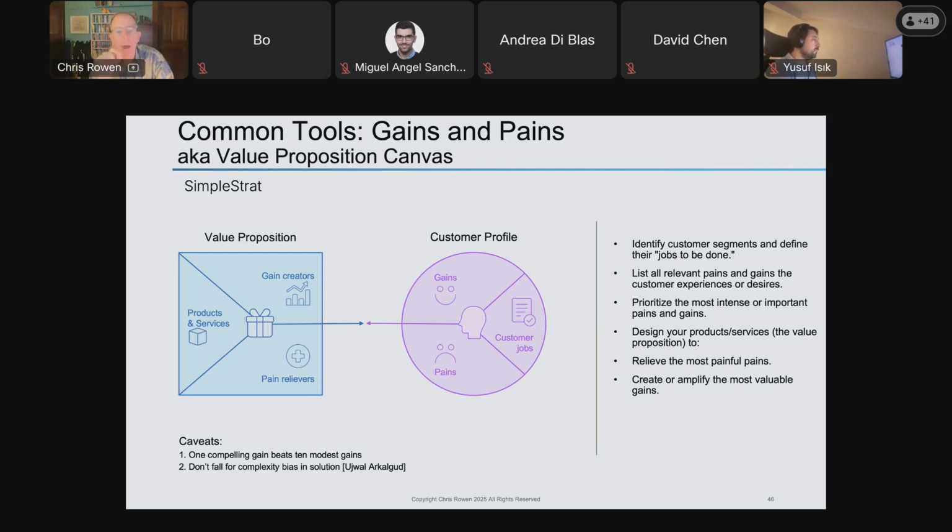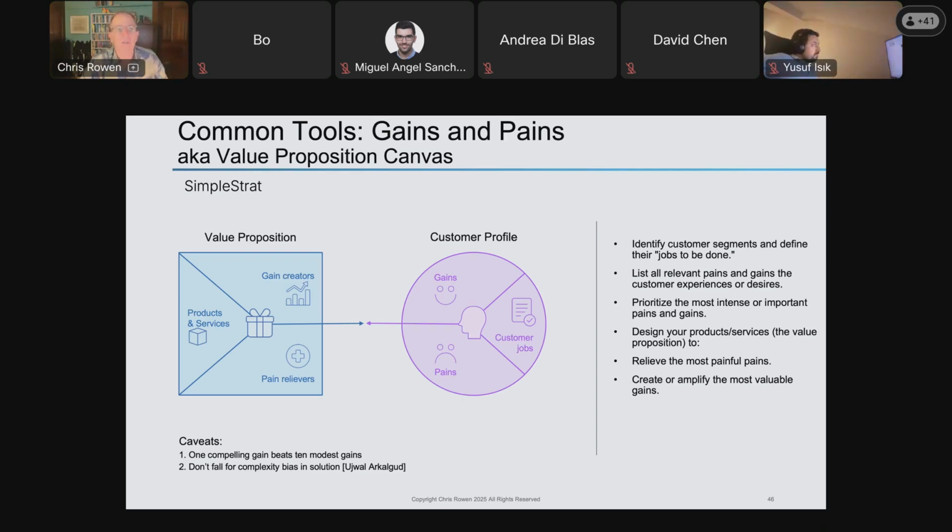One thing to keep in mind as you go through this is that the sum of a lot of small gains, or the sum of a set of small pain relievers, is nothing compared to the impact of one big pain reliever. And sometimes I see people, as they do this exercise, they come up with 27 different ways that the product might help the customer in this job. But no one of them is very compelling.